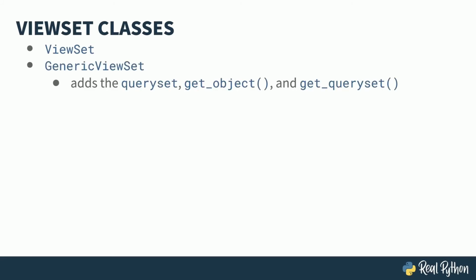The DRF provides an entire hierarchy of viewSet classes for your use. There's the base viewSet class, the generic viewSet class that I just showed you, which adds the querySet attribute, the getObject and getQuerySet methods, the model viewSet that you've been using in the lessons up until now, and there's also a read-only model viewSet that is a model viewSet but doesn't allow changes to it.